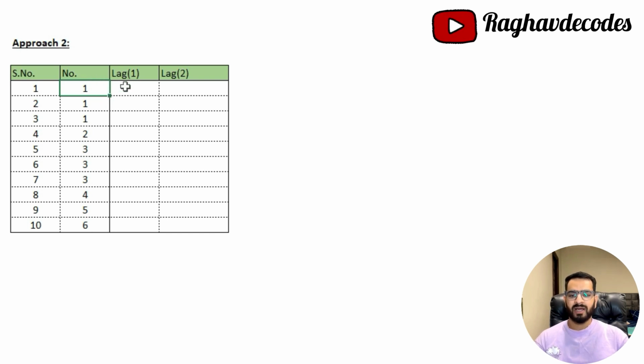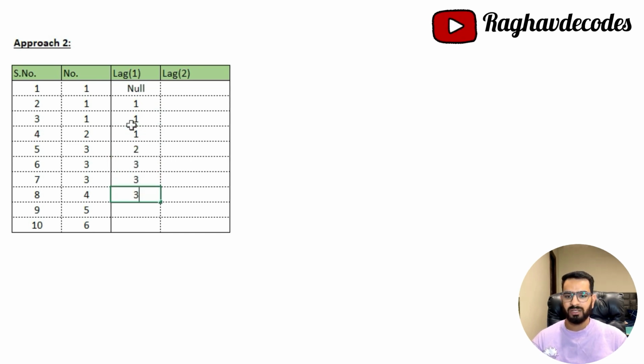So here, if I have to find out the first lag value, I'll check this row and there's nothing behind the first row, so I'll be getting null here. Then I'll come to the second row and check the lagged value for this row, and here we can see we have 1 as the lagged value, so we'll be getting 1. Similarly, we'll go to the third row and check the lagged value. In this case also we have 1 as the lagged value, so we'll be getting 1 here. Similarly, we'll be getting 1 again, then 2, 3, 3, 3, 4 and 5 here.